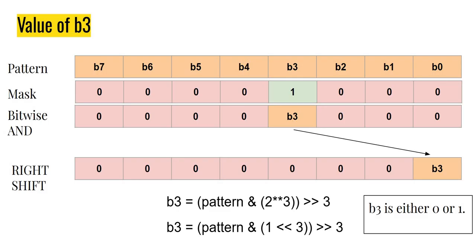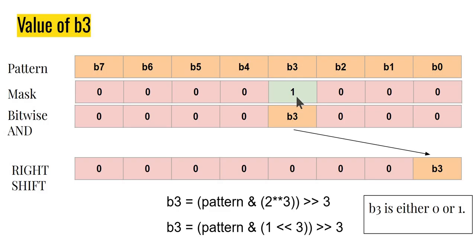Let's start with a simpler problem. Let's say I have a pattern which is some number, b0 to b7. Like I said, all numbers are 8-bit numbers for us, so we are interested in finding out what is the value of b3. Now recall, b3, just like any other bit, will be either 0 or 1. We want to find out whether b3 is 0 or 1.